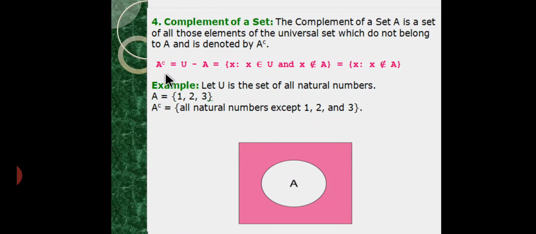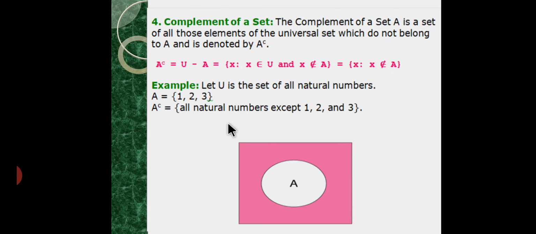Here U is the universal set and A is the given set. So we remove A from the universal set, and that gives the complement of A, such that x belongs to U and x does not belong to A. So let U be the set of all natural numbers. A is equal to {1, 2, 3}, and A complement contains all the natural numbers except 1, 2, 3. That means A complement is equal to the set {4, 5, 6, and so on} to infinity.